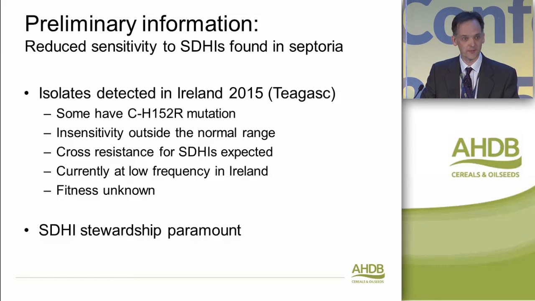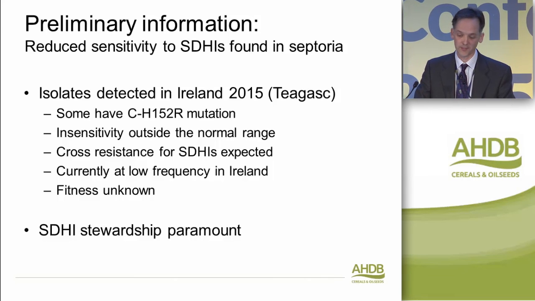The laboratory studies that have been done on this particular mutation indicate that it probably will be cross-resistant to other SDHIs. It's currently at very low frequency in Ireland, and as yet, we don't know whether it's got a fitness penalty. Clearly, if an isolate has a fitness penalty, when we remove the selection pressure, it will decline in the population. It may even disappear altogether. There have been cases of that. We don't know yet whether it will or won't stay around, and that will have a huge impact on just how much of a problem this is going forward.